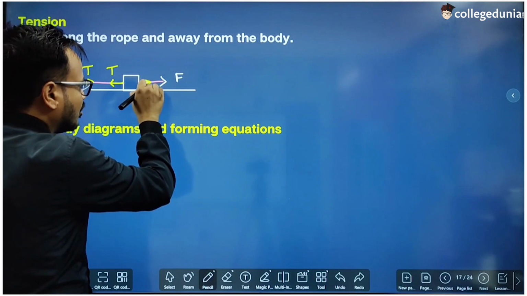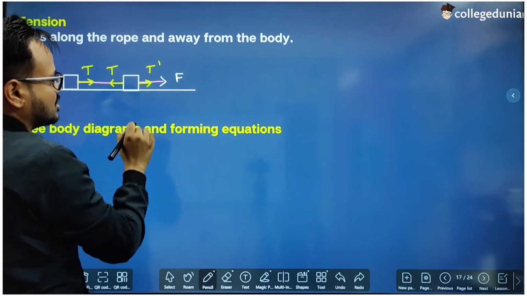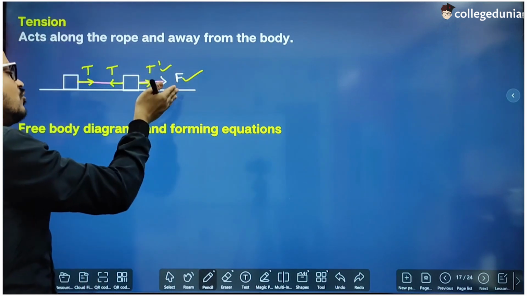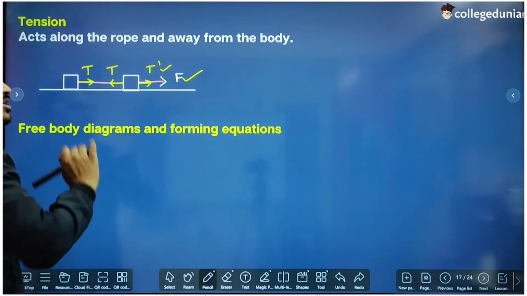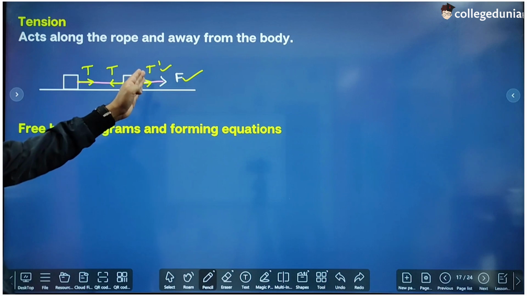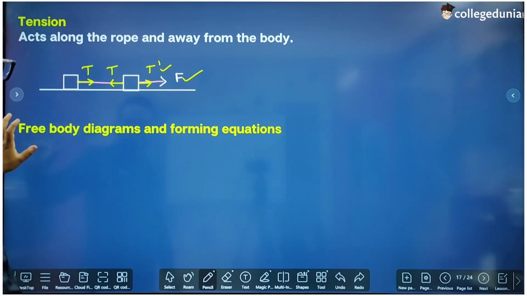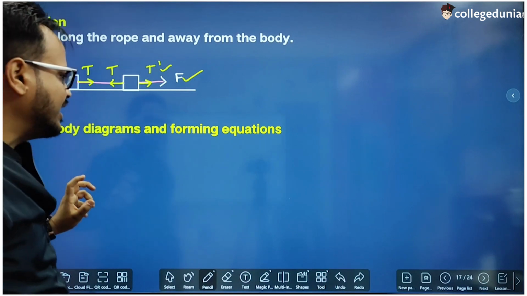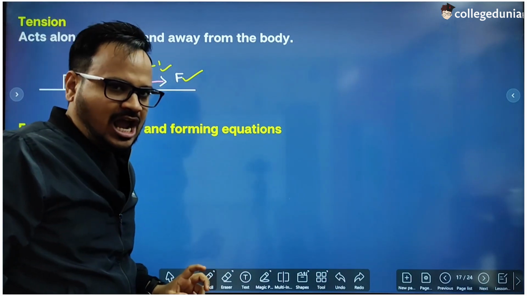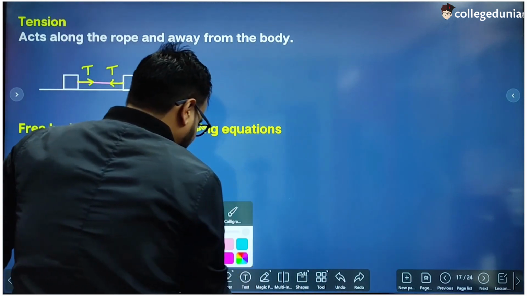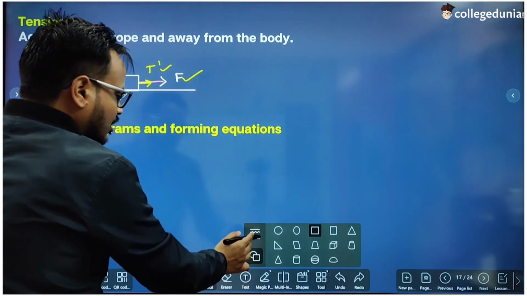For the same rope. Since this rope is different from this rope, the tension in this rope will be different. Here the tension is, suppose, T dash, and this T dash will be equal to F, because this is the only force which is responsible for producing the tension in this rope, right? So this T dash is equal to F. Now let's discuss the free body diagrams and forming the equations. For this we will take some examples that are very important for school exams.